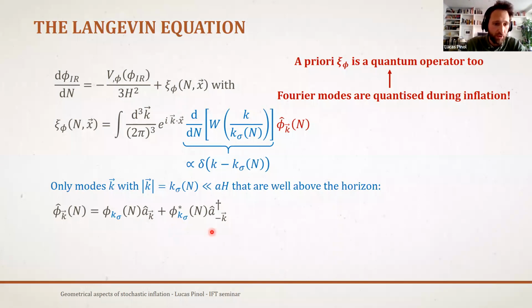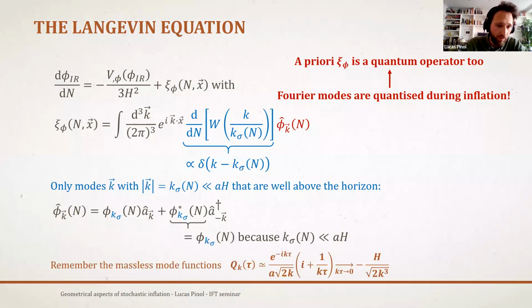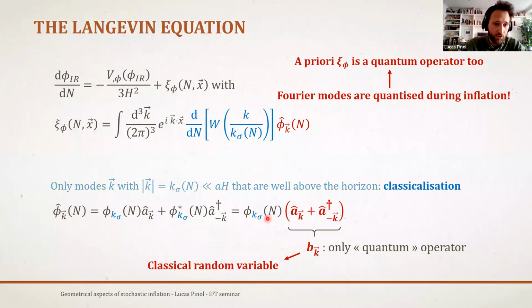And indeed, this is what we see, because if you replace the wave number k by k sigma, and you just look at what the wave functions of this particular mode are at this time, you can show that they converge to a real quantity. So the function becomes real on superhorizon scales. And if it becomes real, it means that the complex conjugate is actually the same as the wave function itself. And therefore, you can factorize this expression, and your quantum operator becomes just a function times the sum of the creation and annihilation operators.